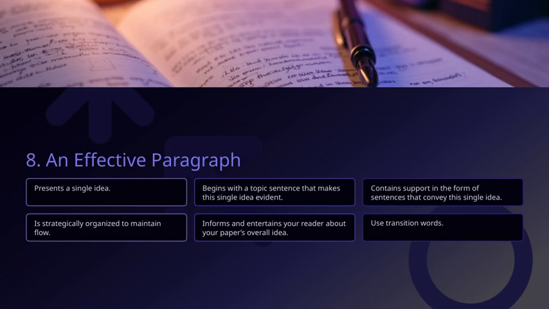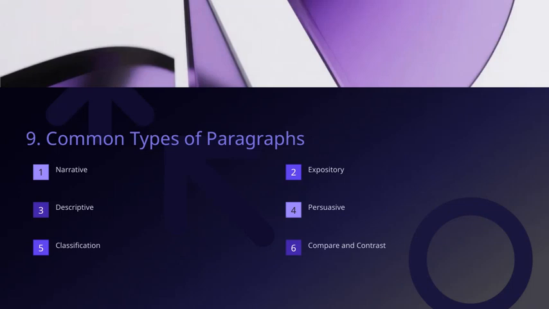And don't forget to use transition words. They help connect your ideas seamlessly and improve readability. When you combine these elements, you'll craft paragraphs that are not only clear and cohesive, but also engaging and effective in conveying your message. All right, let's take a closer look at the common types of paragraphs.